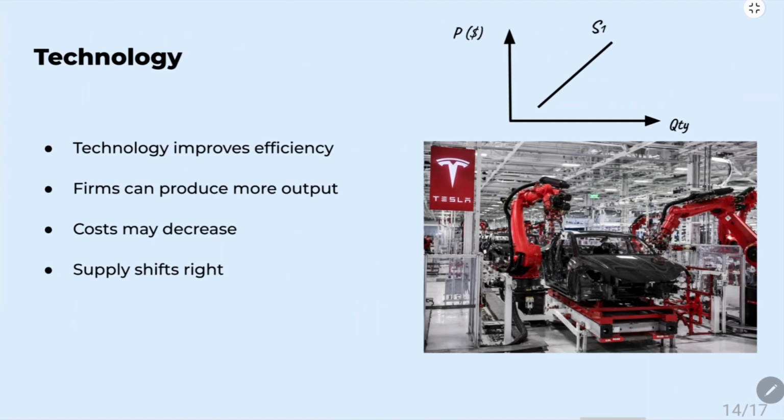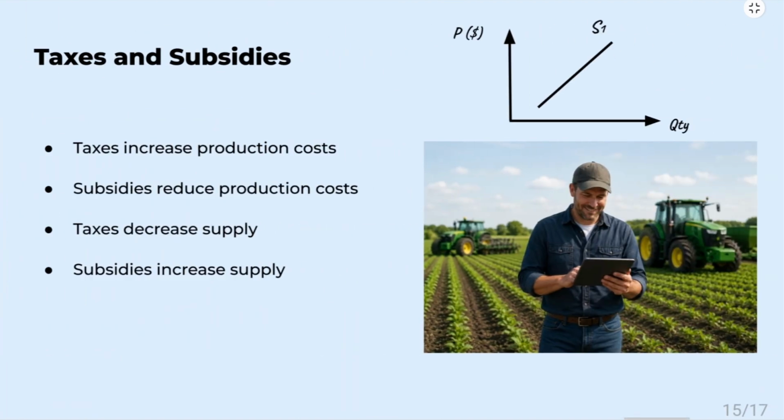Better technology helps firms produce goods faster and more efficiently. This lowers production costs and increases supply, causing the supply curve to shift to the right. For example, Tesla uses advanced robots in its factories to produce cars more quickly. As production becomes more efficient, more cars can be supplied to the market. Taxes increase production costs for firms, so supply usually decreases and the supply curve shifts left.